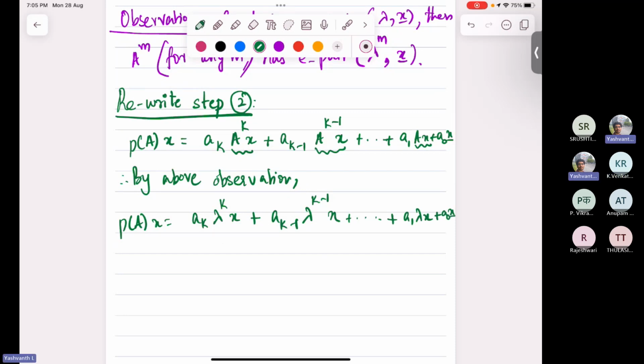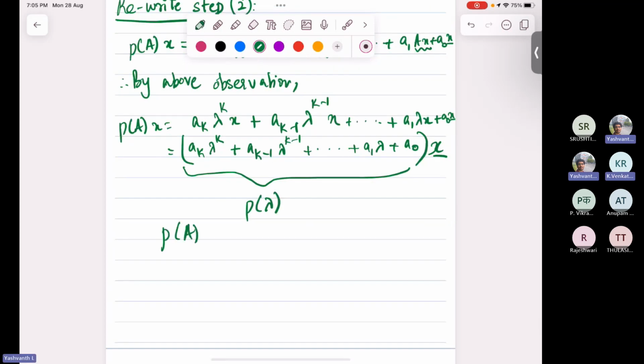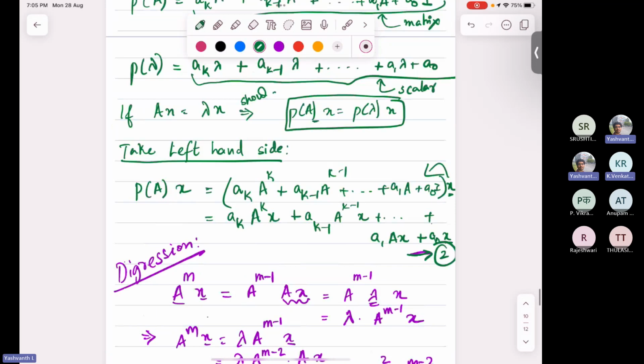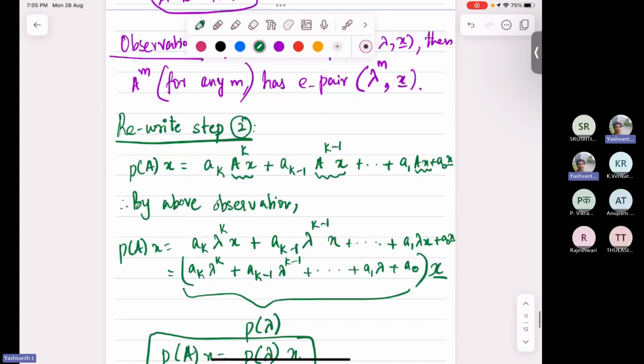Now take x outside. a_k lambda power k plus a_{k-1} lambda power k minus 1, and so on till a_1 lambda plus a_0, times x. I just took the x common. Now what is this? P of lambda. So what have I proved? P of A times x is equal to P of lambda into x, which is what I wanted to prove. This is a very, very important property of eigenvalues.